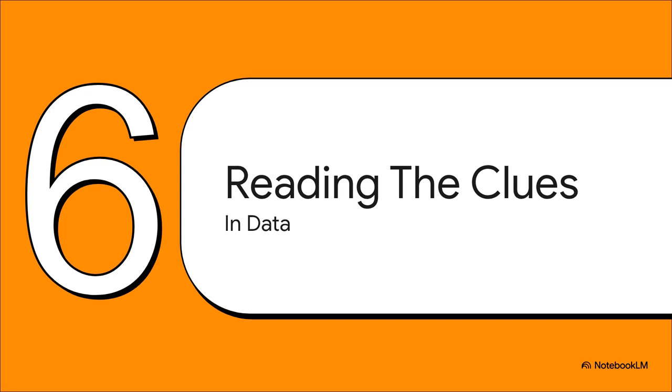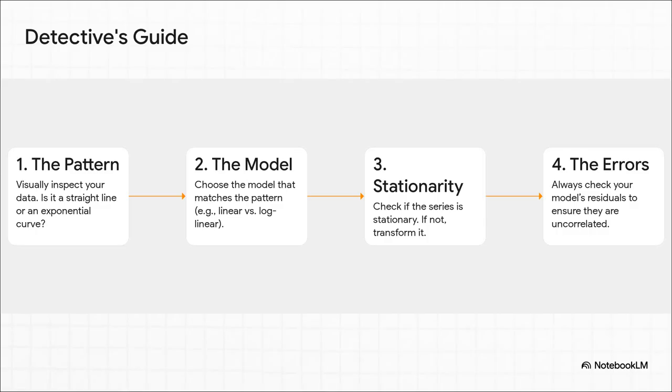Okay, so we've navigated trends, we've looked at the mistakes, we've even faced down a random walk. Now let's just close the case file and recap the key steps for reading the clues in your own data. Here's your 4-step detective checklist. 1. Always just look at your data first. Get a feel for the pattern. 2. Choose the model that actually fits that pattern. Is it linear or is it exponential growth? 3. You absolutely have to check for stationarity and fix it if you need to. And 4. The golden rule. Always investigate your model's mistakes. They have to be random, no excuses.